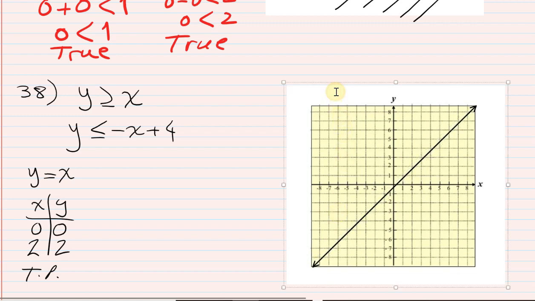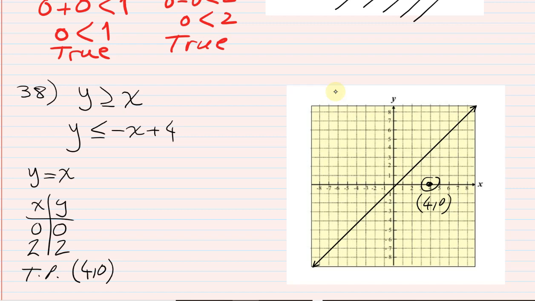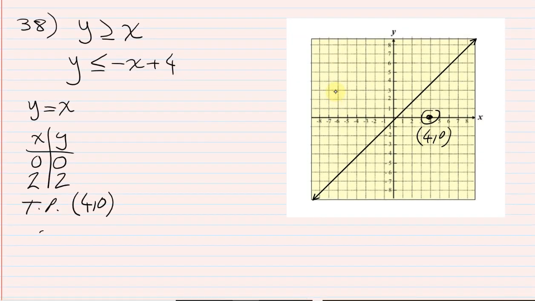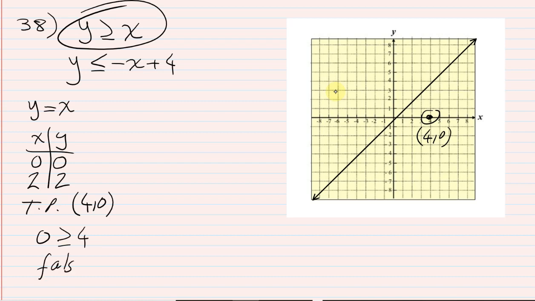Okay, and there you have it. Both of these lines will be solid lines, right? Because of the equal sign. Now, my test point, I cannot pick 0, 0 because the line does go through 0, 0. So we can pick anything. How about this one? 4, 0. That's my test point. Just to be different. Now 4, 0, and you're going to plug this into your inequality. So y is 0, greater than x is 4. Is 0 bigger than 4? No.